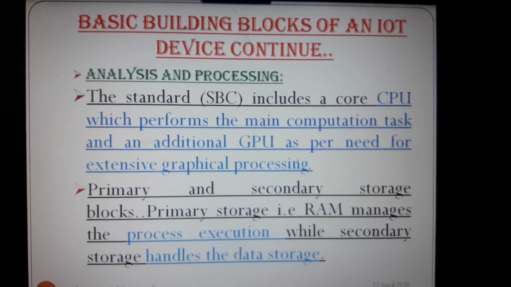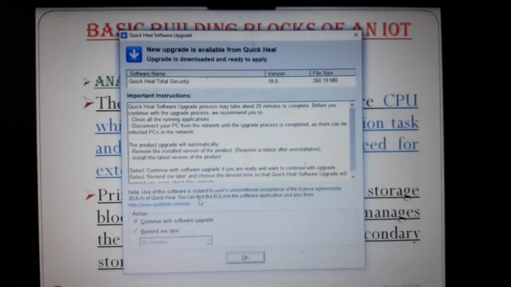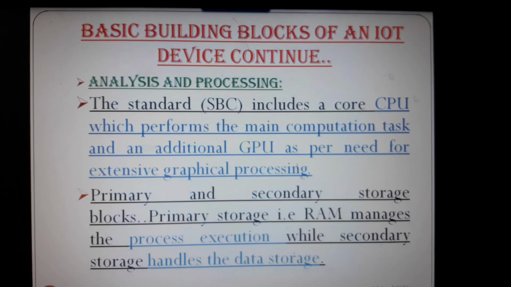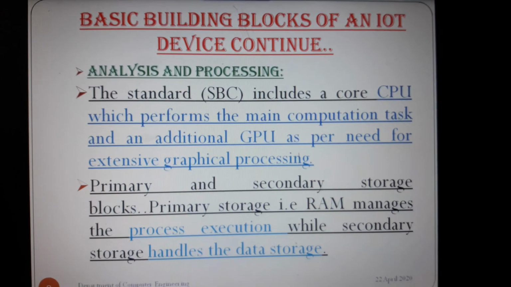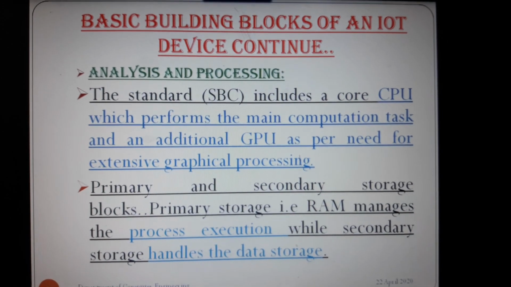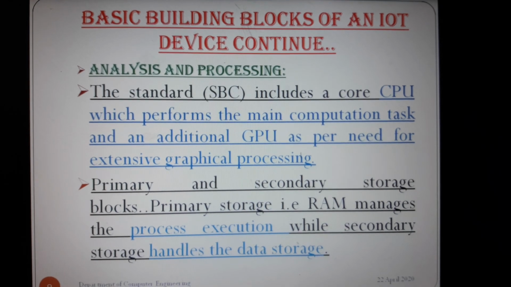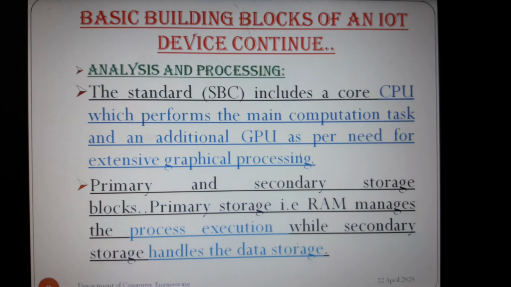The standard SBC includes a core CPU which performs the main computation tasks, and an additional CPU or GPU as per need for extensive graphical processing. Then the primary and secondary storage blocks. Primary storage, that is the RAM, manages the process execution.